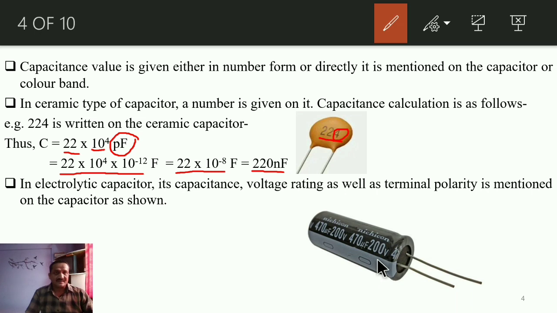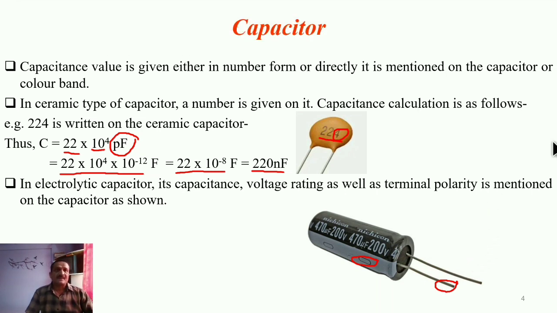So remember, there will be a negative sign given on that capacitor, and the terminal closer to that sign is the negative one. So this terminal is the negative terminal, and the remaining one will obviously be positive, right? Another way is also there. Generally the negative terminal is somewhat shorter in length as compared to the positive. That is also one type of identification, right?